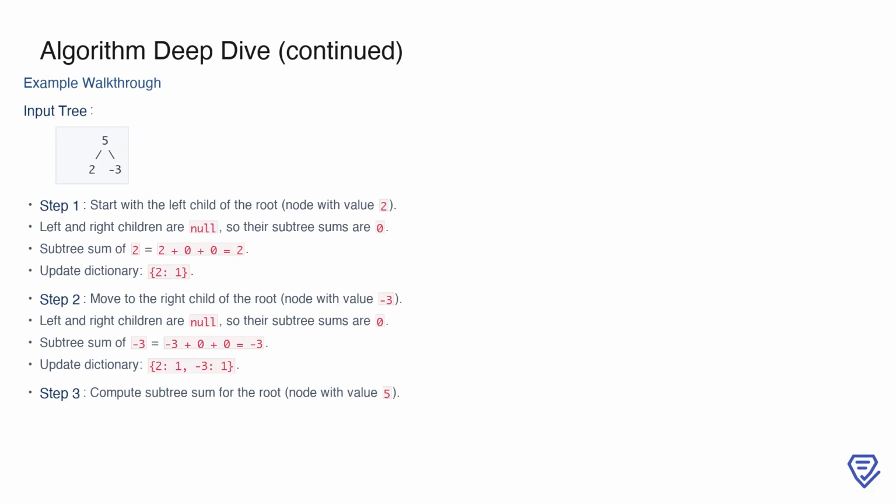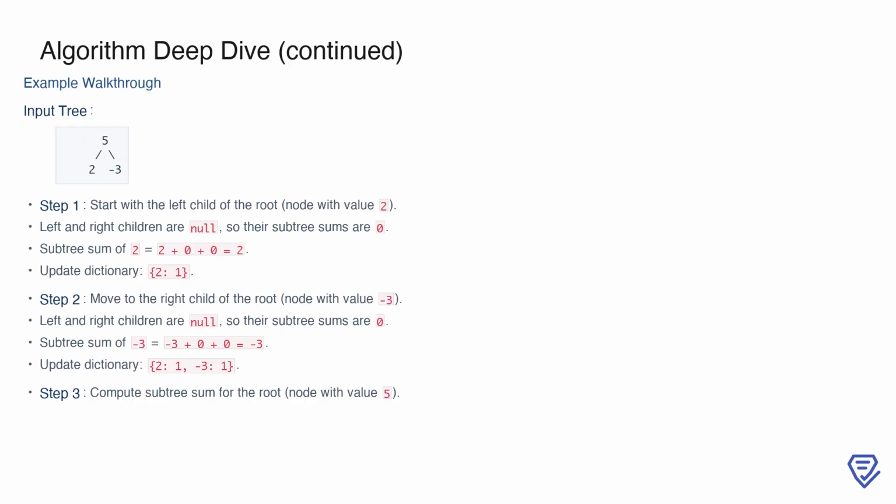Let's walk through an example to see how the algorithm works in practice. Consider a binary tree with root value 5, a left child with value 2, and a right child with value -3. We start by calculating the subtree sum for the left child, which has value 2. Since both its left and right children are null, their subtree sums are 0. The subtree sum for this node is therefore 2 plus 0, which equals 2. We update our dictionary to reflect this sum, setting the frequency of 2 to 1.